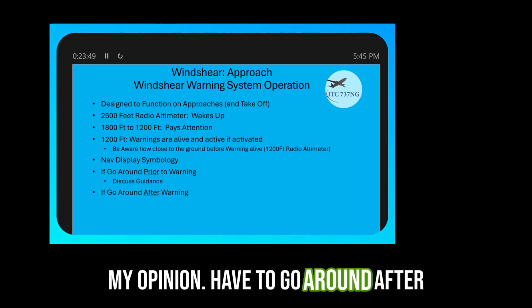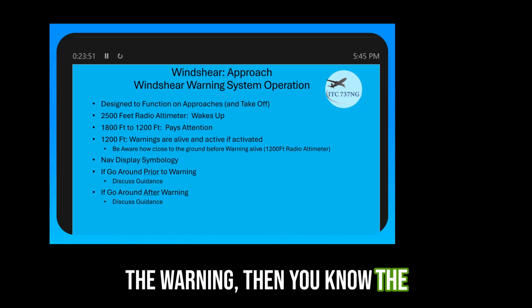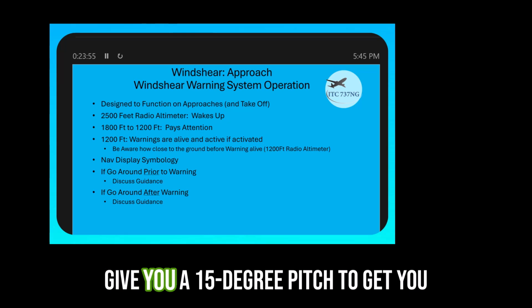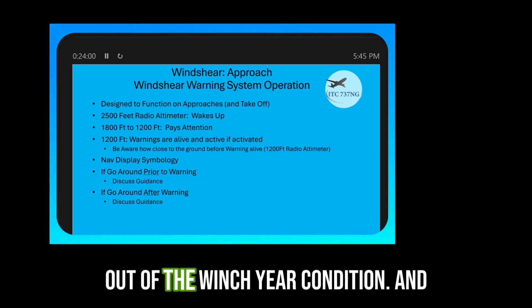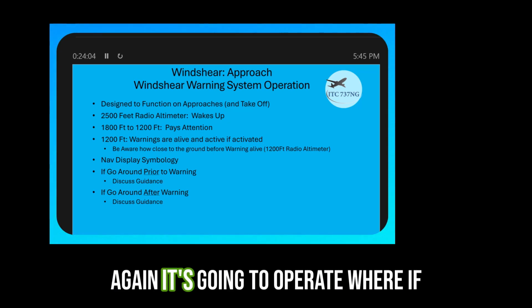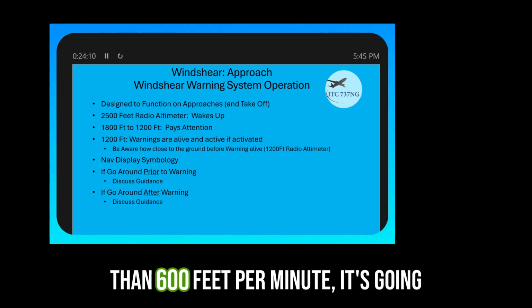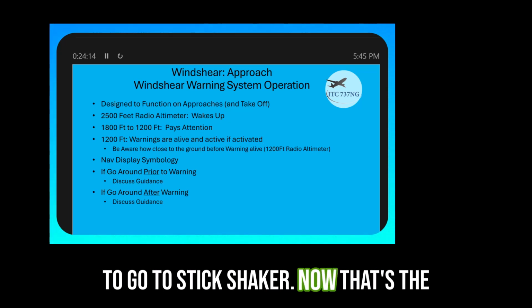Now, if you have go around after the warning, then the guidance is what you're going to get as I just explained here. It's going to give you a 15-degree pitch to get you out of the Windshear condition, and again, it's going to operate where if you have a rate of climb that's less than 600 feet per minute, it's going to go to stick shaker.